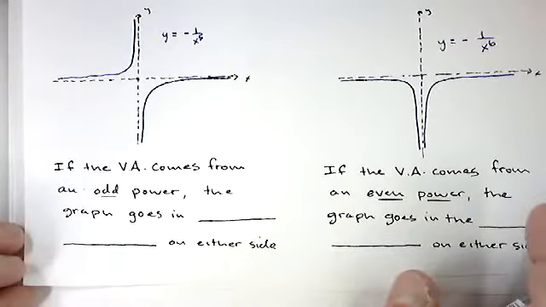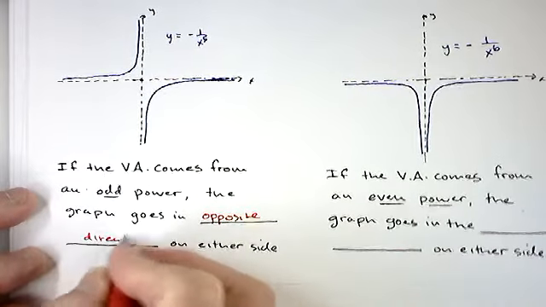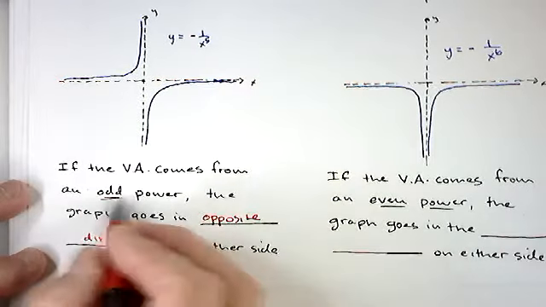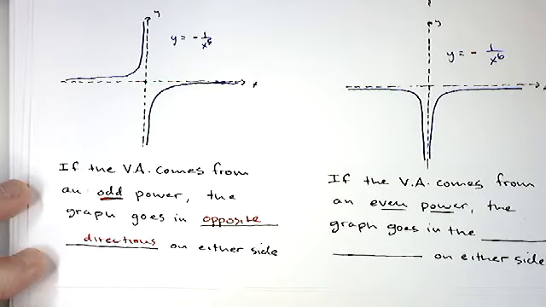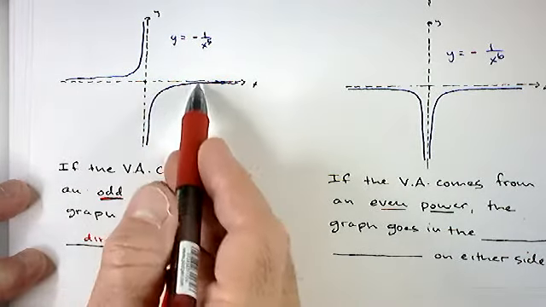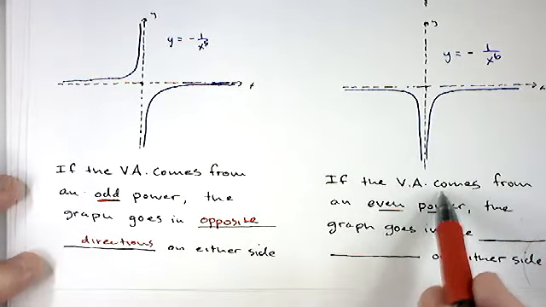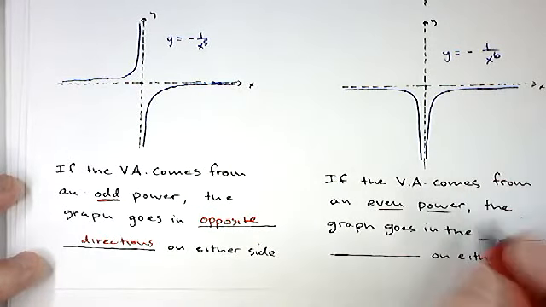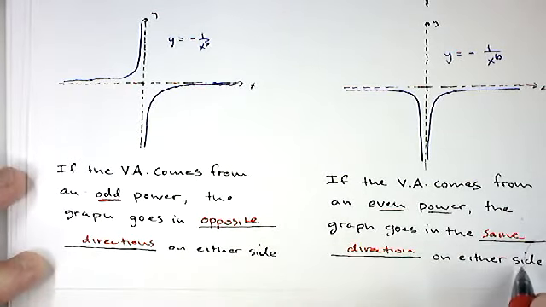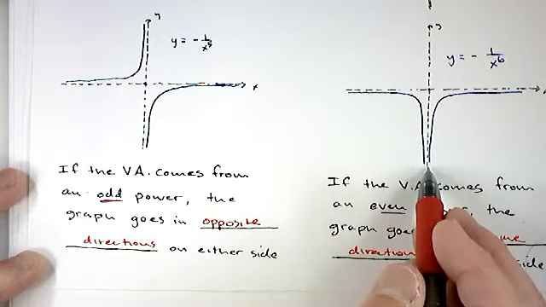How can we tell if the graph goes in opposite directions on either side of the vertical asymptote? In all of these, the vertical asymptote is coming from an odd power. If your vertical asymptote is coming from an odd power of x, then you can be assured that if on one side the graph goes down, on the other side it goes up, or vice versa. Whereas if your vertical asymptote is coming from an even power, the graph goes in the same direction on either side of the vertical asymptote. So if on one side your graph goes down to negative infinity, on the other side it's going to do the same thing.